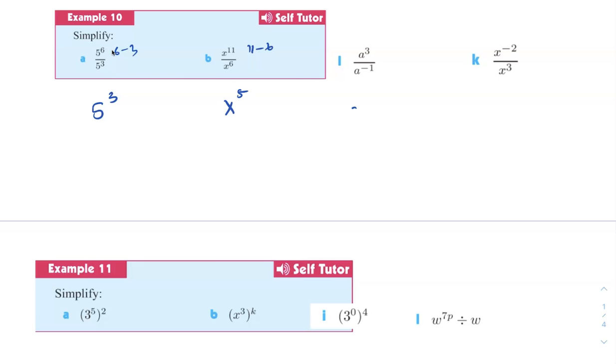This is a fun one. 3 minus negative 1, double negative makes a positive, so I get a to the 4th. Another way to think about that, though, is I would just flip the negative up there, so I have a cubed times a to the 1st, which also gets me a to the 4th.